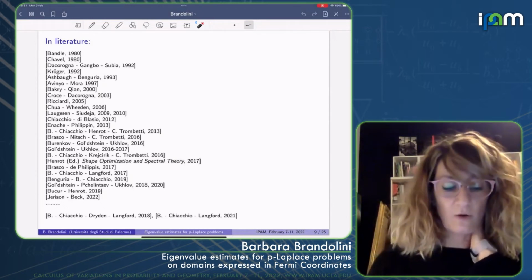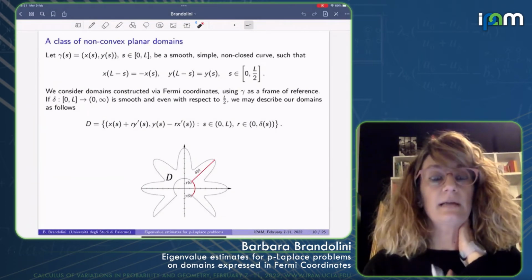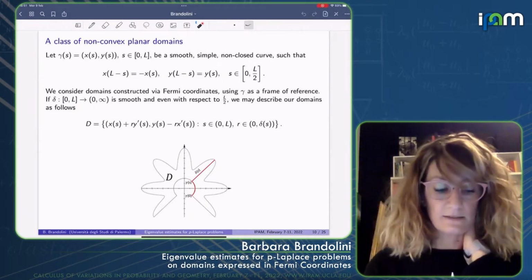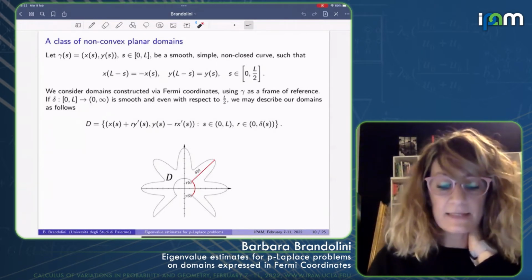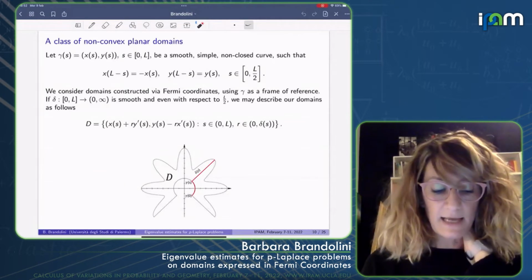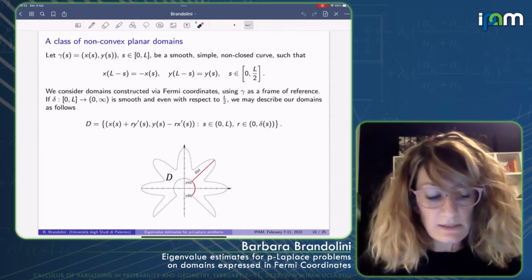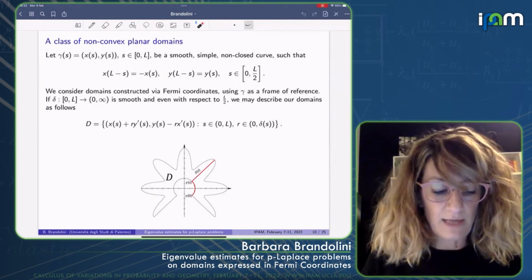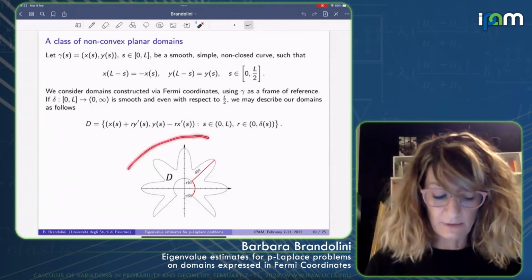So we are dealing with non-convex sets, and I will focus on planar sets with an axis of symmetry that I can choose to coincide with the vertical axis. So just to set the scene, I consider a curve gamma of s that is a smooth, simple, non-closed curve parameterized by its arc length, which means that capital L is the length of the curve. And we can suppose that the image of this curve is symmetric with respect to the vertical axis, which means that the function x is odd with respect to L over 2. And we consider this kind of sets.